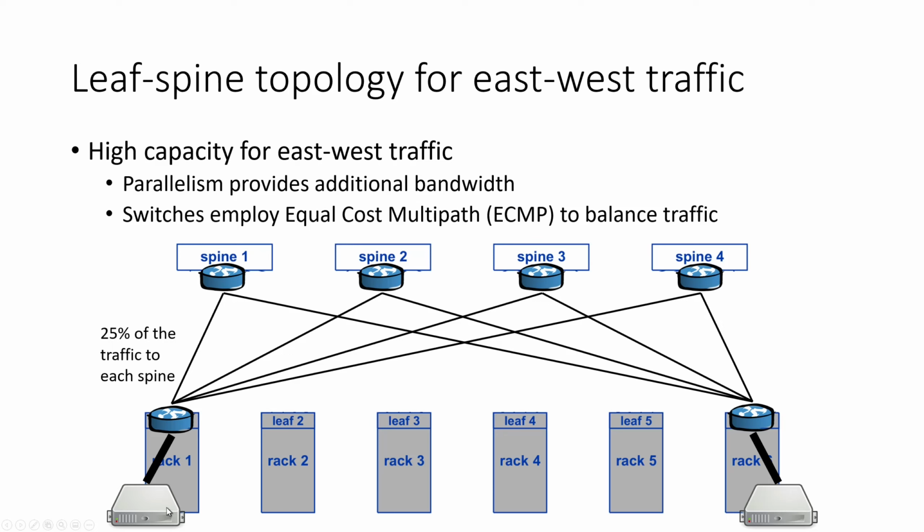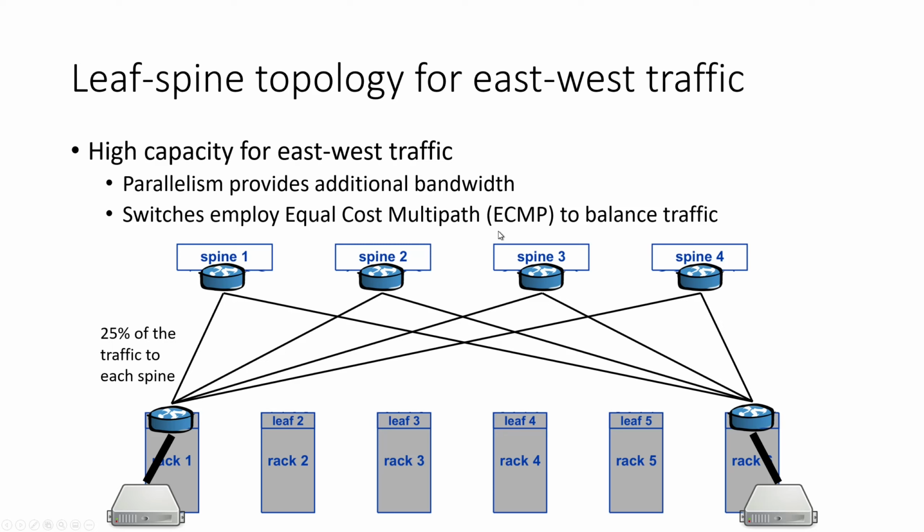For example, if we have a server in rack 1 communicating with another server in rack 6, what happens is that the traffic this server sends to this server over here is going to go to the top of rack switch, and then the top of rack switch will split the traffic across each spine switch. So 25% of the traffic on average will go to the switch spine 1, and then 25% to spine 2, another 25% to spine 3, and so on to spine 4. And then this switch will receive 25% of the traffic on each of its upstream links, and then these will be aggregated and sent to this server.